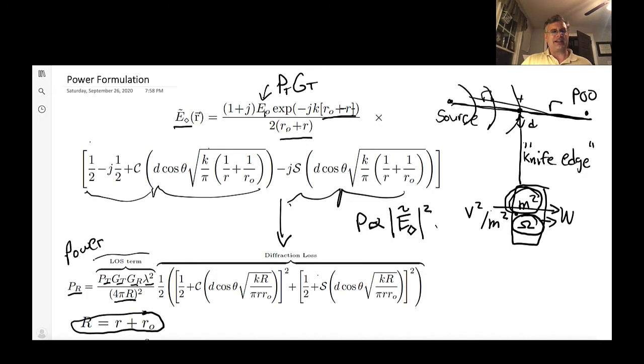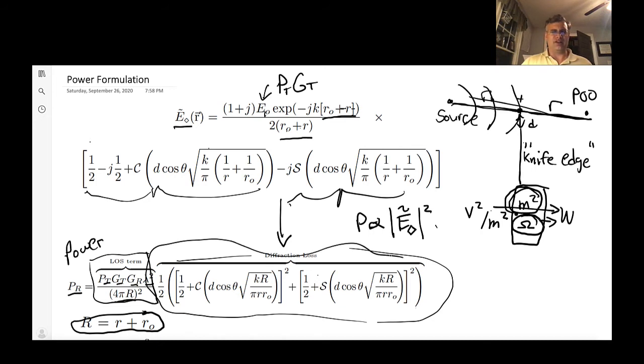And that looks exactly like the Friis free space transfer function. But over here, we've got this diffraction loss term. And this is what's doing all of the work in our formulation here. It's got all the cosine integral terms and sine integral terms for our Fresnel integrals, and d cosine theta and the square root of an argument in each of these. We're basically just taking the magnitude squared of this term and bringing this 2 down along for the ride, squaring that, hopefully simplifying some things.